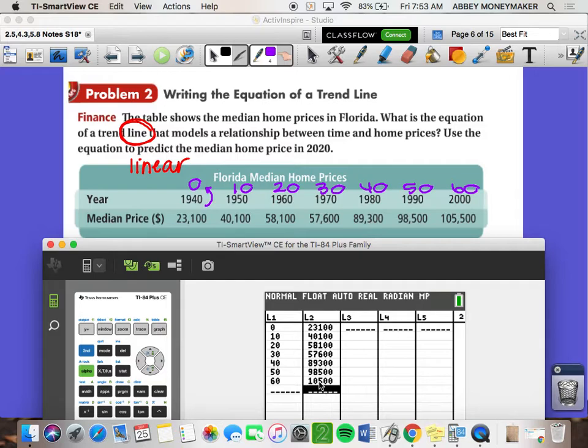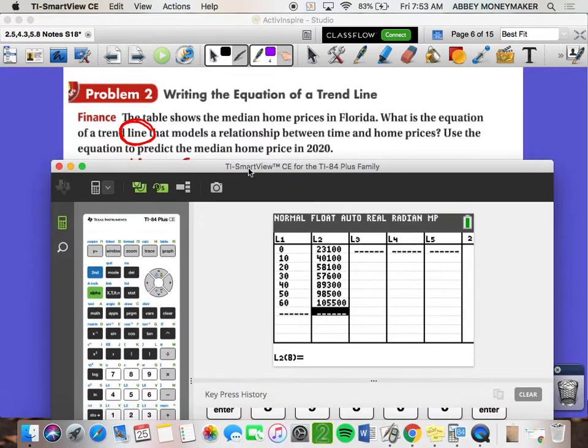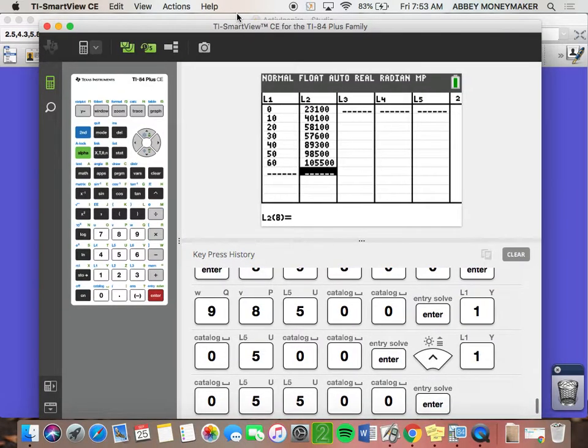Like that right there. 105500. Okay. It's early on a Friday, forgive me. All right, so we have all of our data typed in.